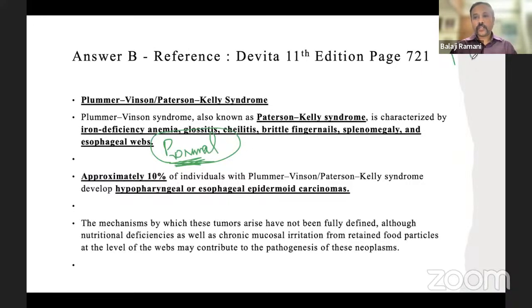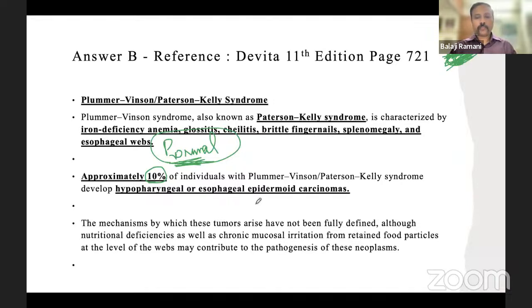It can be understood as well. Suppose you have an esophageal web sitting here, and you've got stasis of food substances here. So the irritation is going to be basically in this particular area, the stasis is going to be in this area, and that is the reason why the malignancy is more likely to develop proximal to the web. And what is the percentage who develop it? About 10% of patients with Plummer-Vinson syndrome or Patterson-Brown-Kelly syndrome will develop hypopharyngeal or esophageal epidermoid carcinomas.